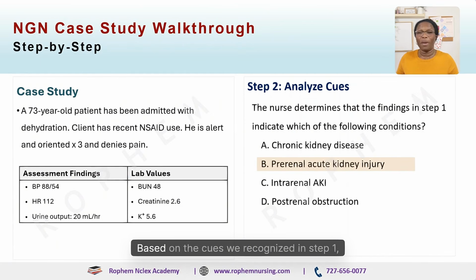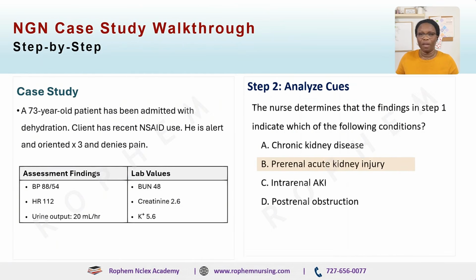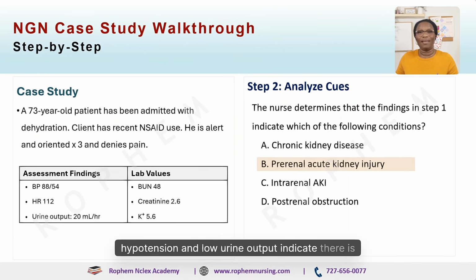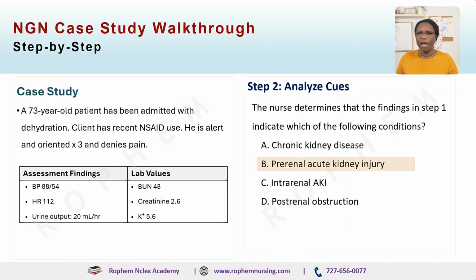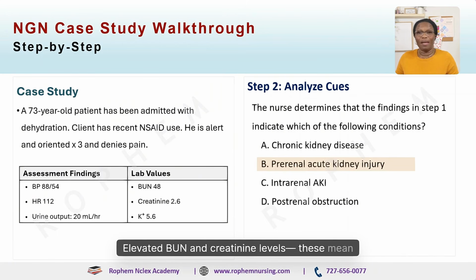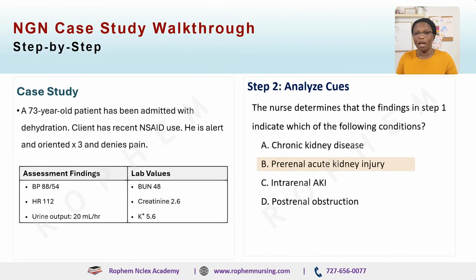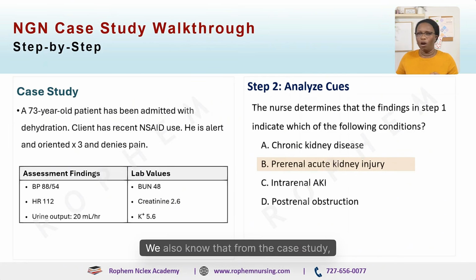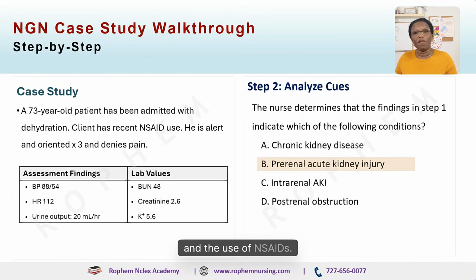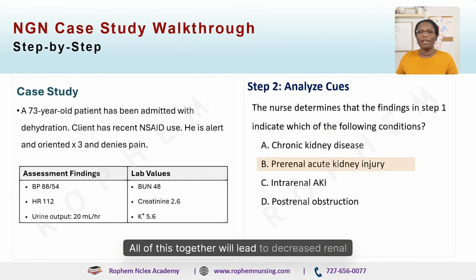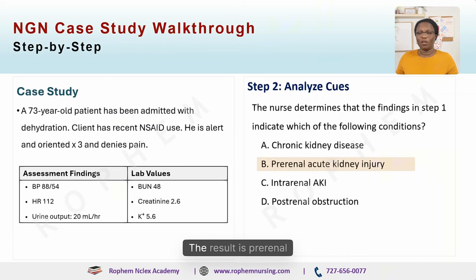Let's break it down. Based on the cues we recognized in step 1, hypotension and low urine output indicate there is poor renal perfusion. Elevated BUN and creatinine levels, this means there is impaired kidney function. Tachycardia is also very important because the client is dehydrated. We also know from the case study that the patient has recent use of NSAID. So when you put them all together, the patient has dehydration, hypotension, and the use of NSAIDs. All of this together will lead to decreased renal perfusion. The result is pre-renal acute kidney injury.